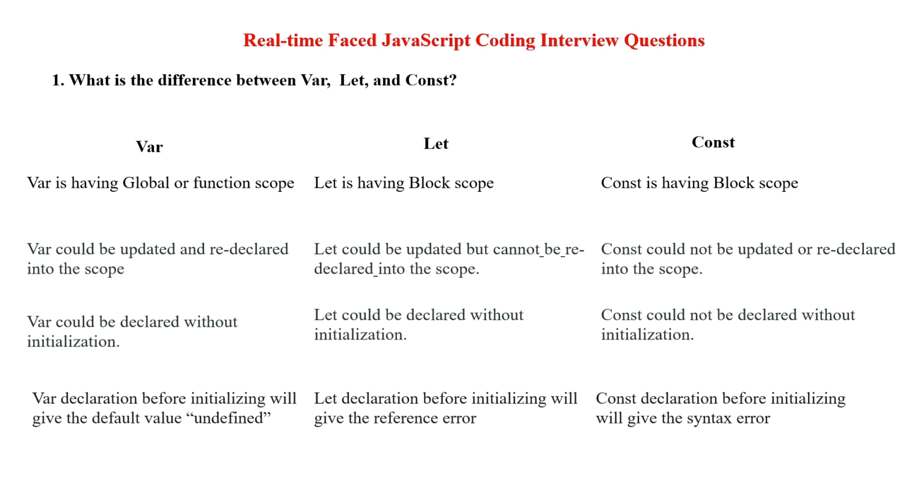Coming to let, it has block scope. Let can be updated but cannot be redeclared within the scope. Let can be declared without initialization. Let used before initialization gives a reference error. Coming to const, it has block scope. Const can neither be updated nor redeclared within the scope. Const cannot be declared without initialization. Const used before initialization gives a syntax error. Like this you can answer this question.